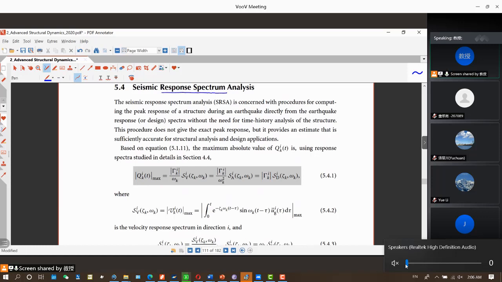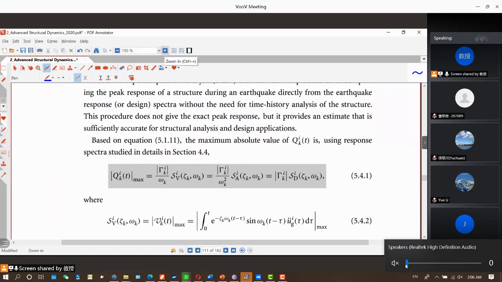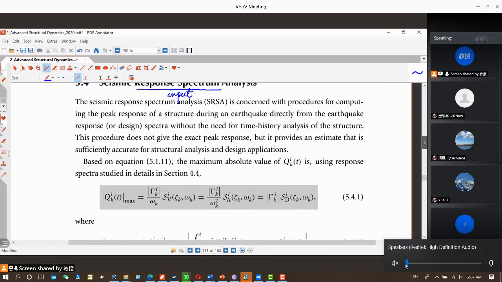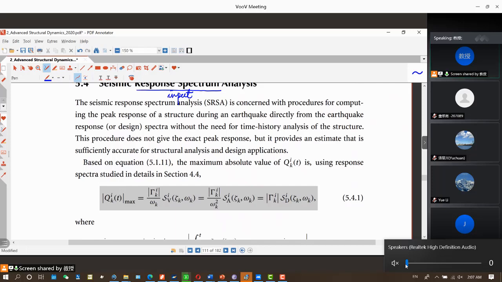is concerned with the procedure for computing the peak response of a structure during an earthquake directly from the earthquake response spectrum. So this is also called a direct method, or response spectrum method. Direct means we go directly from the response spectrum to the peak response without using time history analysis. This procedure does not give the exact peak response, but it provides an estimate that is sufficiently accurate for structural analysis and design.